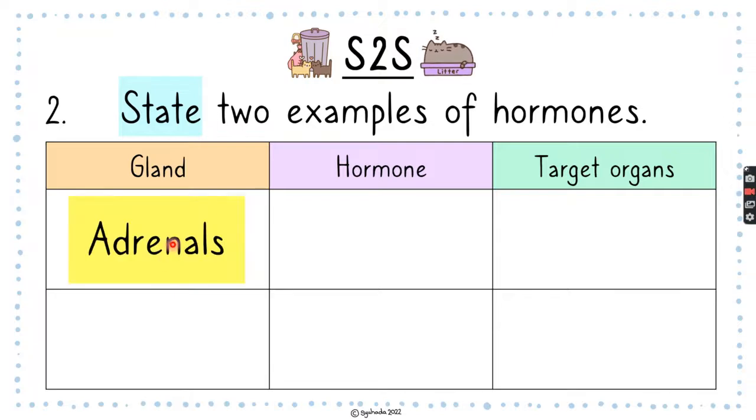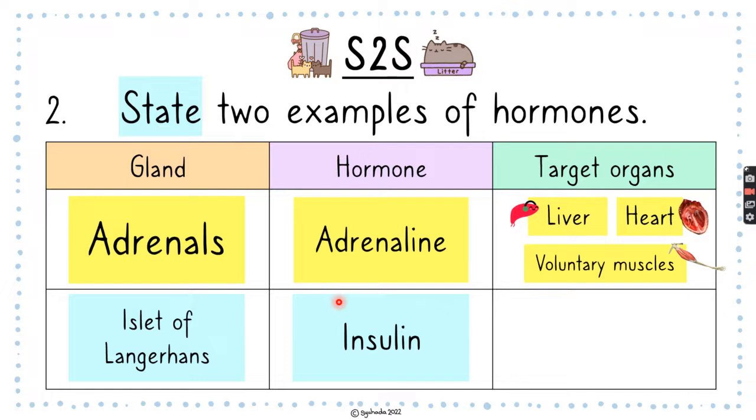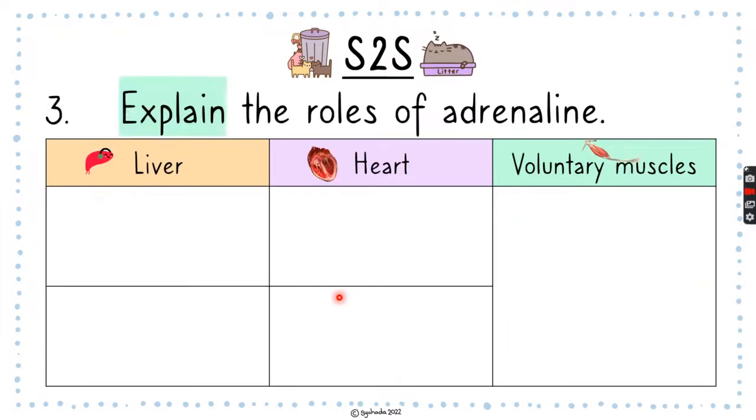The gland that you can mention is the adrenal gland, or the adrenals. The hormone that they make is adrenaline, and the target organs are the liver, the heart, and the voluntary muscles. The second gland that you need to remember is the islets of Langerhans, and the hormone that it makes is insulin, and their target organs are the liver and muscles. Thirdly, is to explain the roles of these hormones. Firstly, let's talk about adrenaline. Adrenaline has these target organs: the liver, heart, and voluntary muscles.